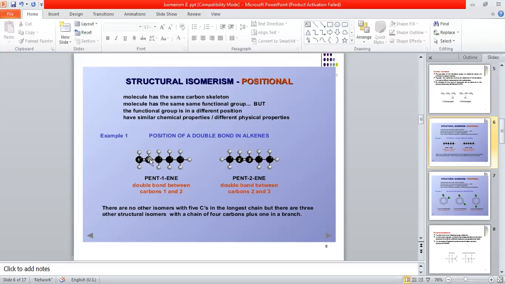Here you can see 1, double bond, 2. It means this black one indicates a carbon atom, and this white one indicates a hydrogen atom. And here again the double bond has been shifted, 2, 3. So you can say there are no other isomers with 5 carbons in the longest chain, but there are 3 other structural isomers with a chain of 4 carbons plus 1 in each branch. Here the double bond is found between carbon number 1 and 2, but here the double bond is found at carbon number 2 and 3.